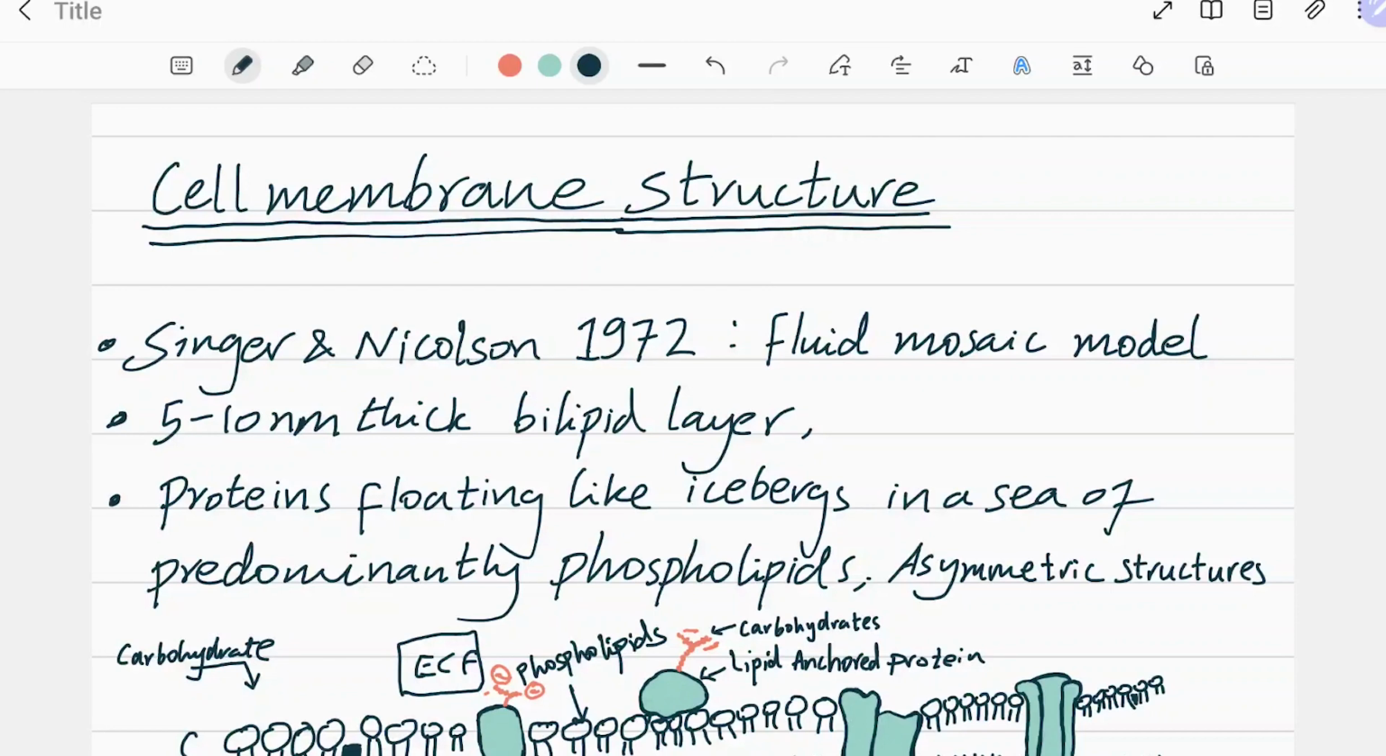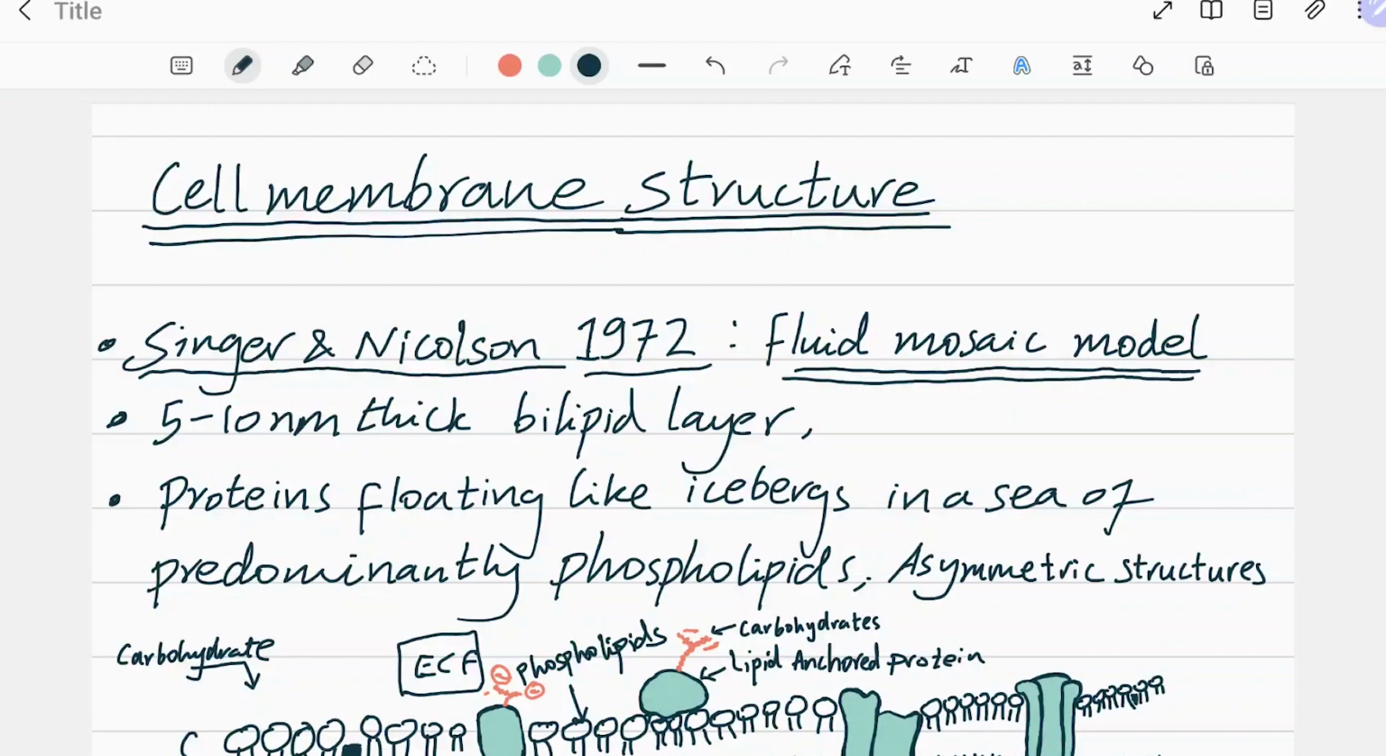Now, the structure of the cell membrane was given by Singer and Nicolson in 1972. They got the Nobel Prize for that. They described the structure as a fluid mosaic model. So what does that mean?